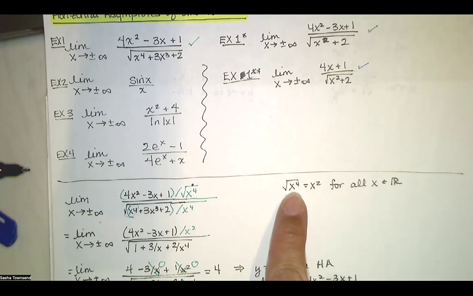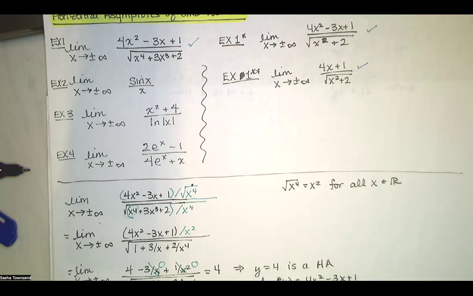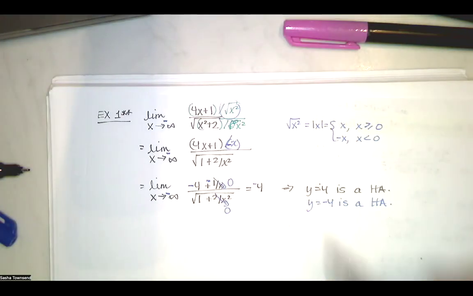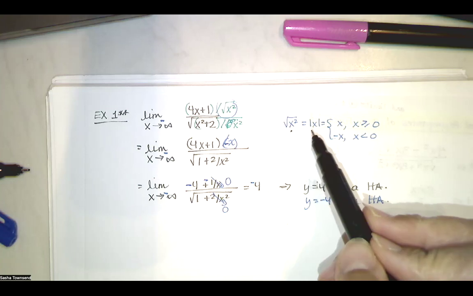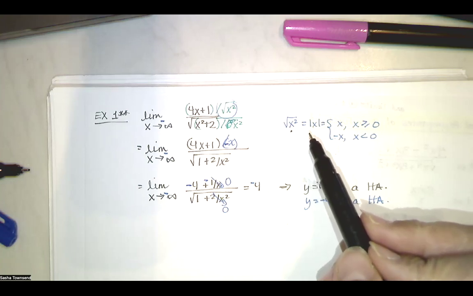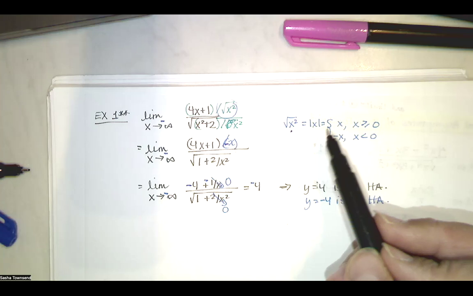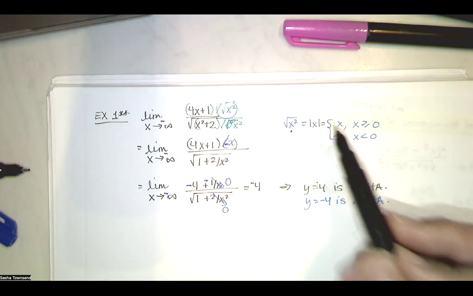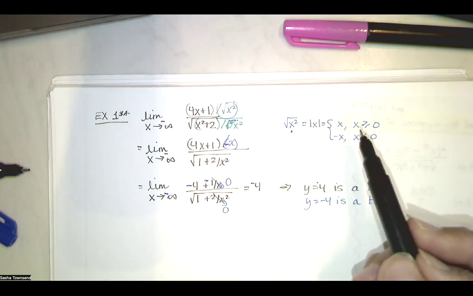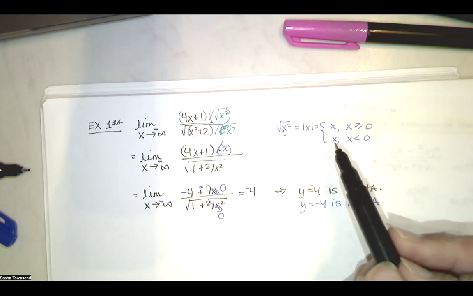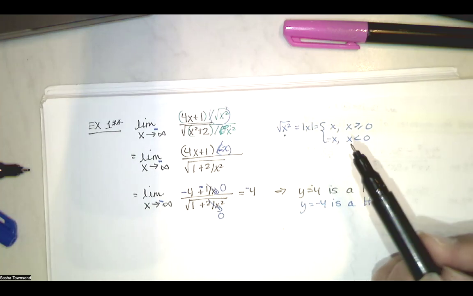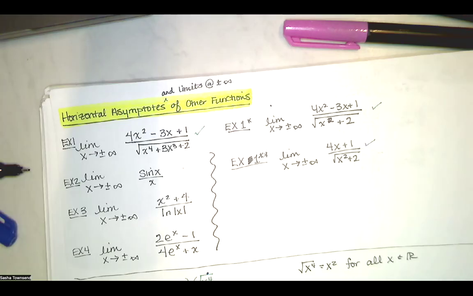So the square root of x to the 4th is always x squared, which is positive, and it's fine. But the square root of x squared is the absolute value of x. The answer is always positive, but that's equal to x when x is positive, and the opposite of the negative number x when x is negative. And so you want to keep that in mind.